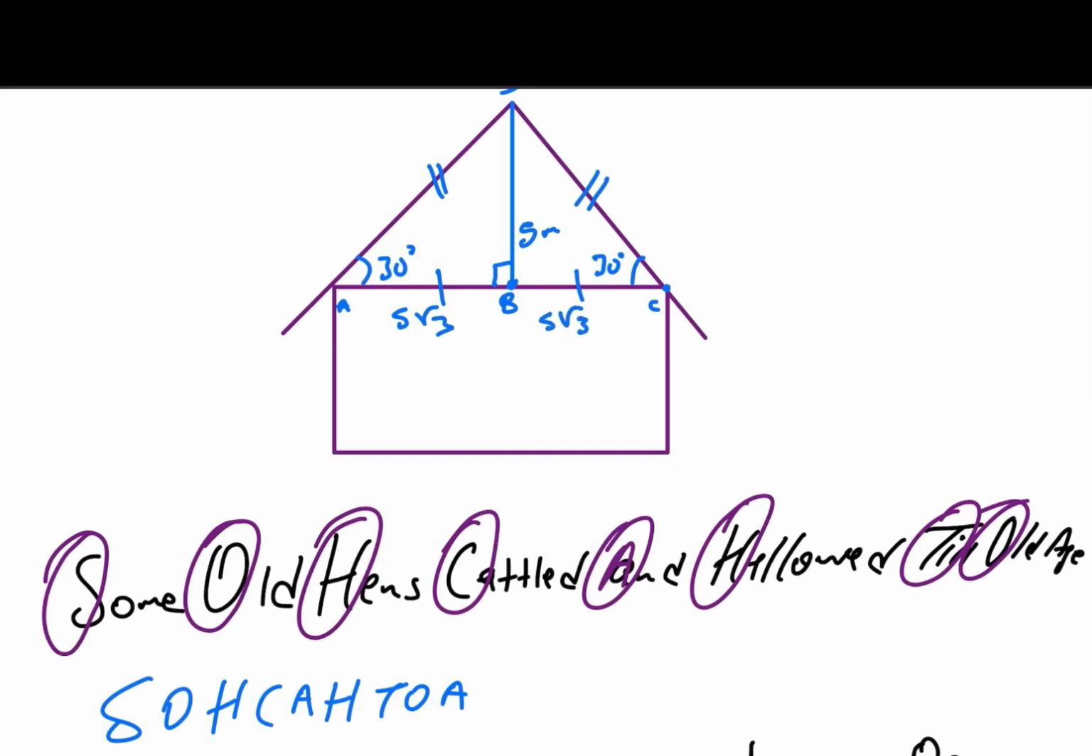So therefore the distance or the size of AC, the distance between A and C, is 5 root 3 times 2, or 5 root 3 plus 5 root 3, which is 10 root 3. So AC is 10 root 3. That's basically your length, should be 10 root 3.